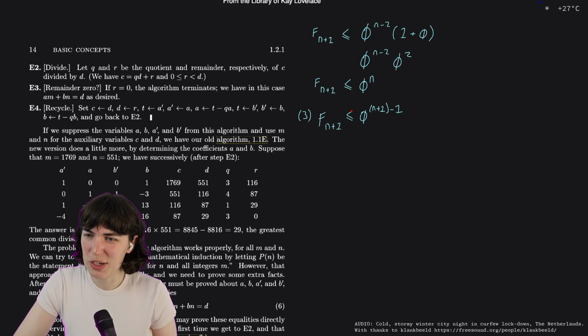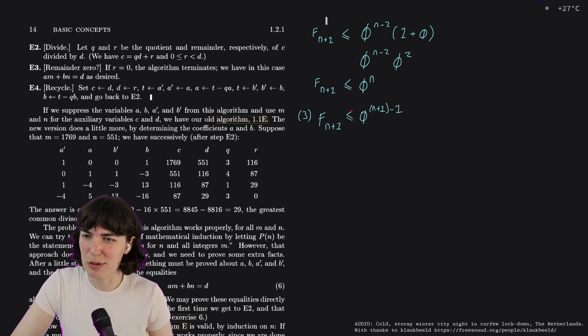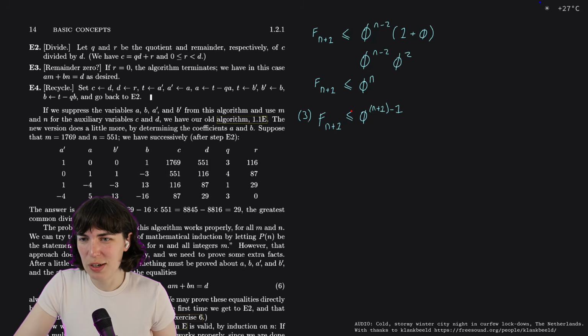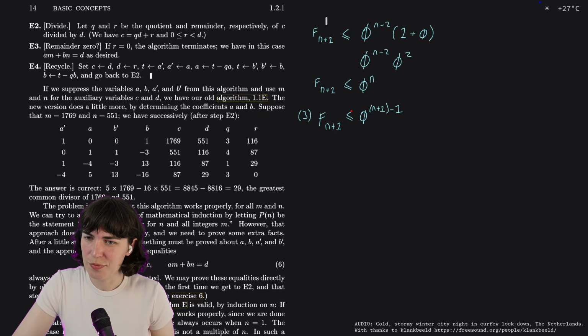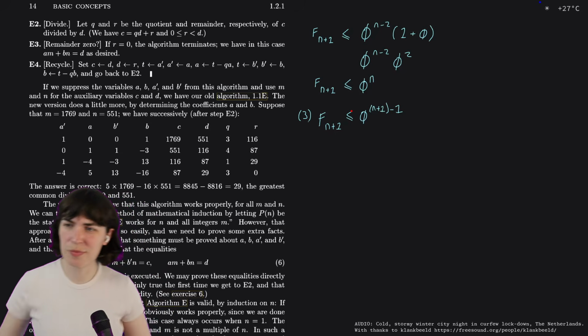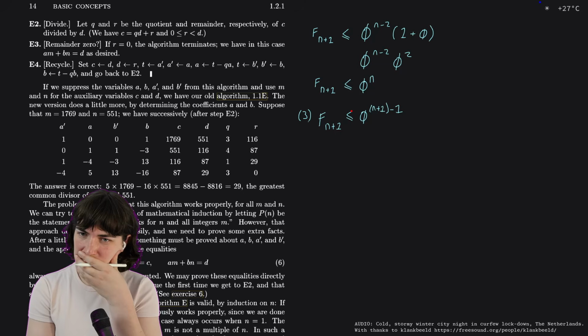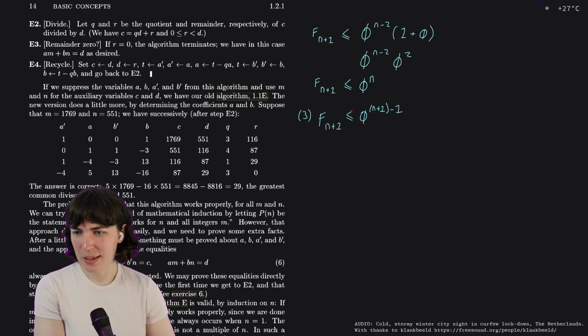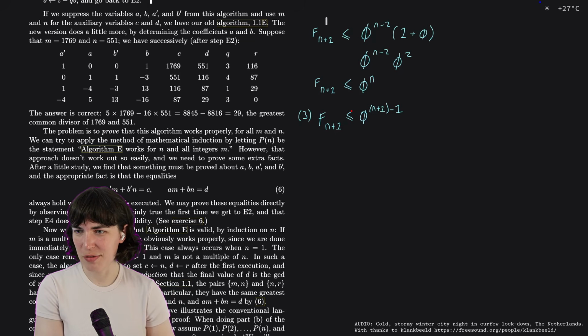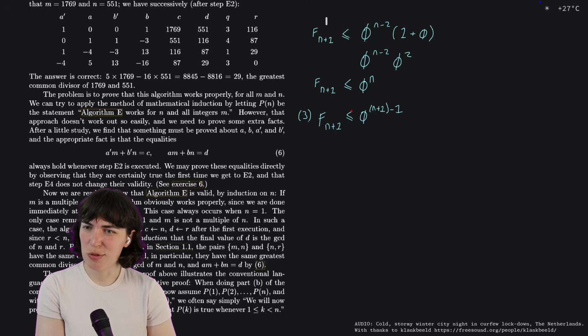Okay. If we suppress the variables a, b, a tick and b tick from this algorithm and use m and n for the auxiliary variables c and d, we have our old algorithm 1.1E. The new version does a little more by determining the coefficients a and b. Suppose that m is equal to... Okay. This answer is correct. Fine. The problem is to prove that this algorithm works correctly for all m and n.